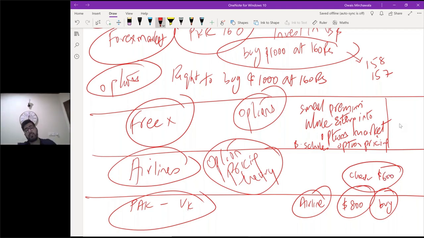I just bought the ticket for $800 and the next day I'm getting it for $600. That's a loss. Next time you decided to be patient, you didn't book the ticket right till the end, and suddenly the fares became $1,000, $1,500. So what did I do?